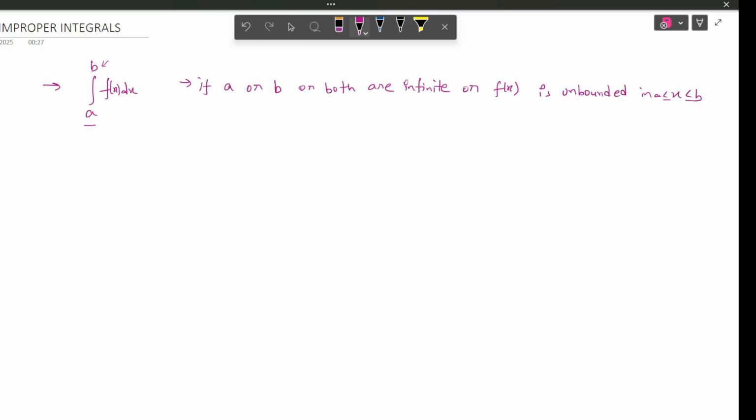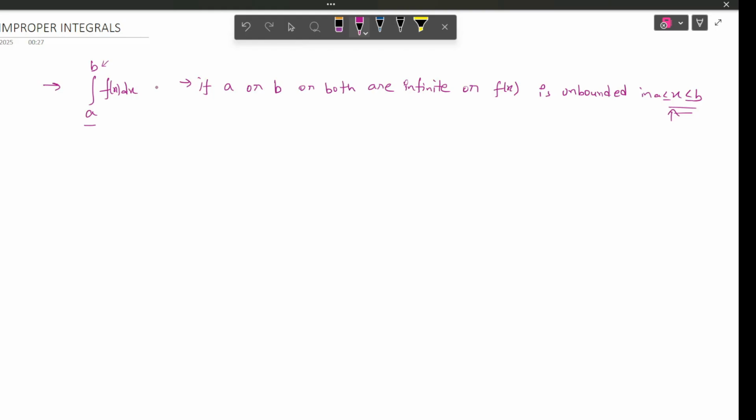Okay, now see, we can prove that if a function f(x) is unbounded in the closed interval a to b, then there exists at least one point c in this interval such that in the neighborhood of c, f(x) is not bounded. This point c is called a point of infinite discontinuity of the function f(x), or we can say that point c is a point of singularity of this integral.